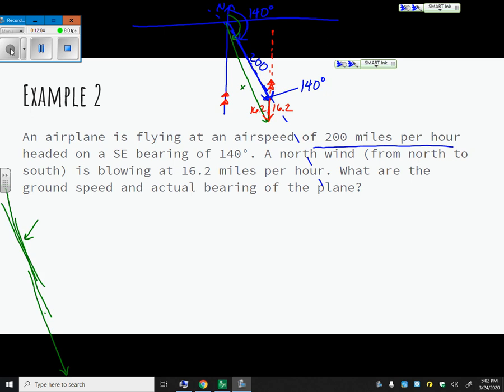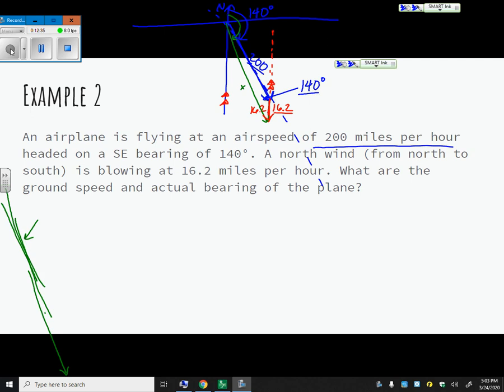Now, I know that this side is 200. I know that this side is 16.2. And I know the angle between them is 140. Only if we had some way to solve a triangle that had these numbers. So it goes side, angle, side. Wait a minute, that's what we did last week.